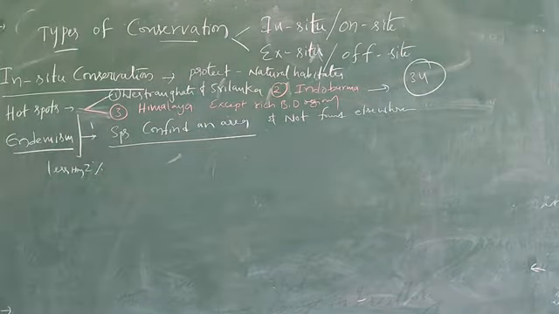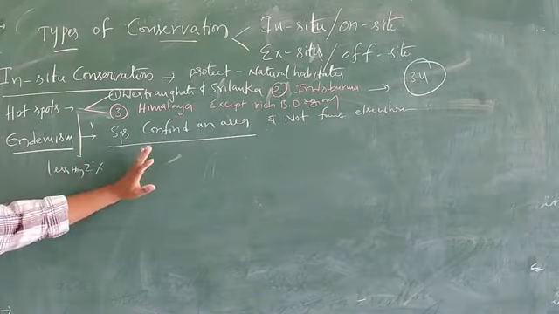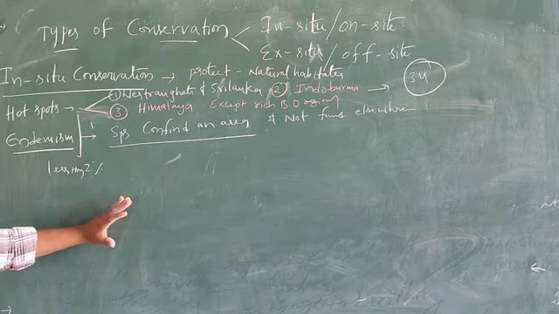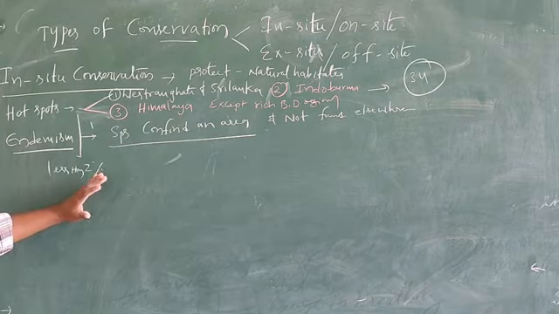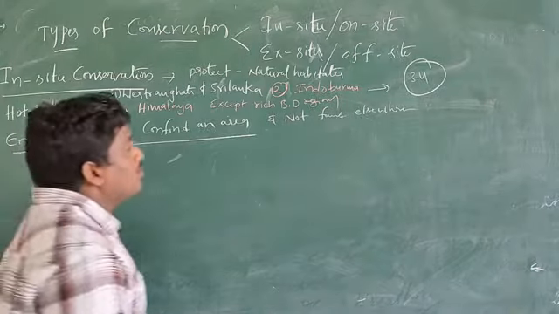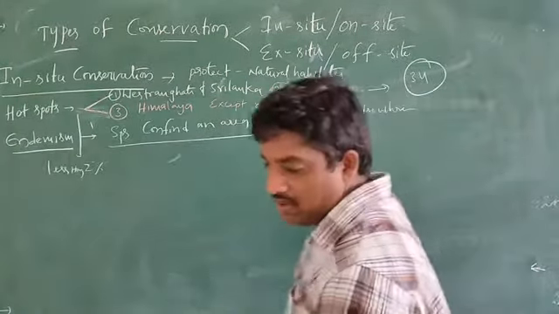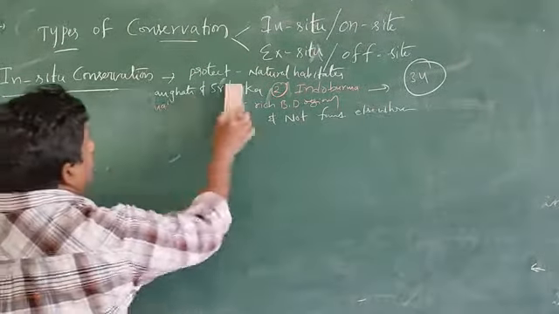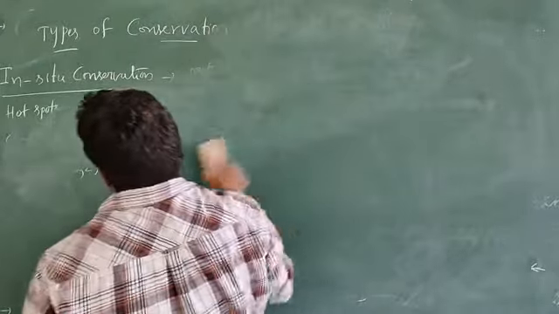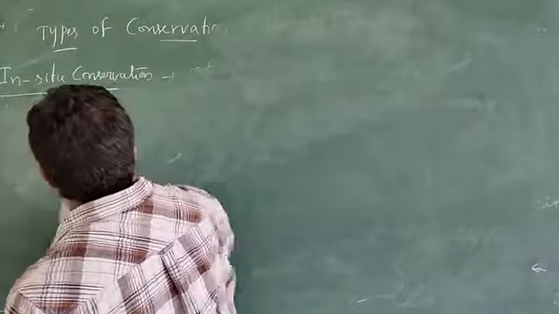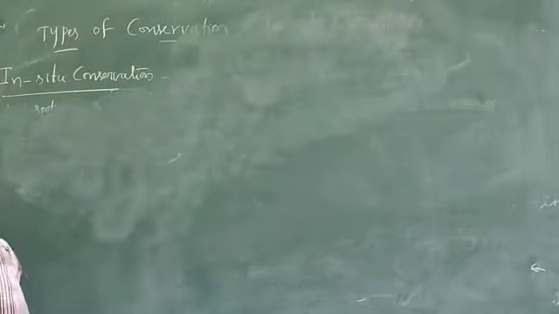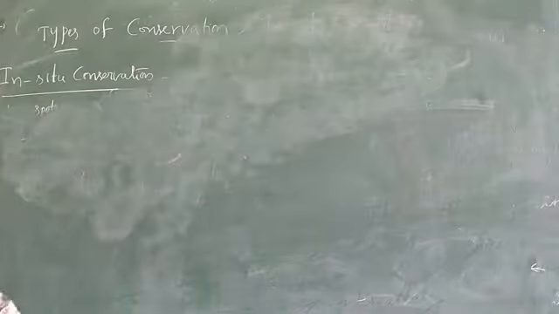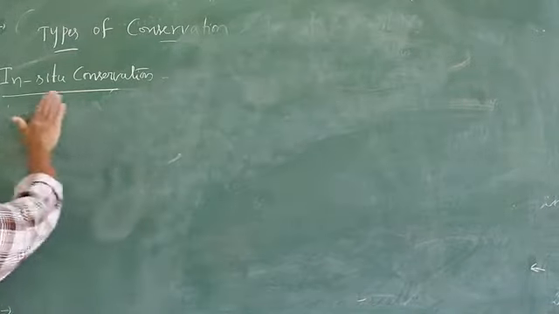Next, one more point you can see. Ecologically unique and biodiversity rich regions are legally protected. There are four methods of in situ conservation.